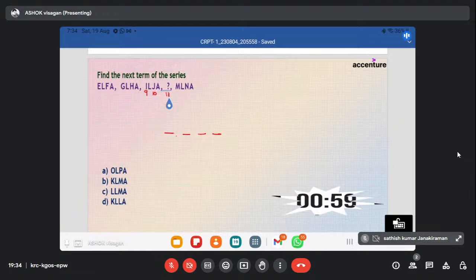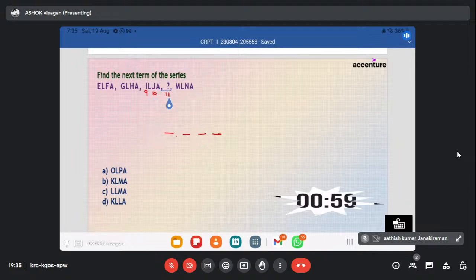Only two options start with K. One is B, another one is D. Check the next letter. In all the sets the next is L. So K, L is the answer. Option D is also having K, L.